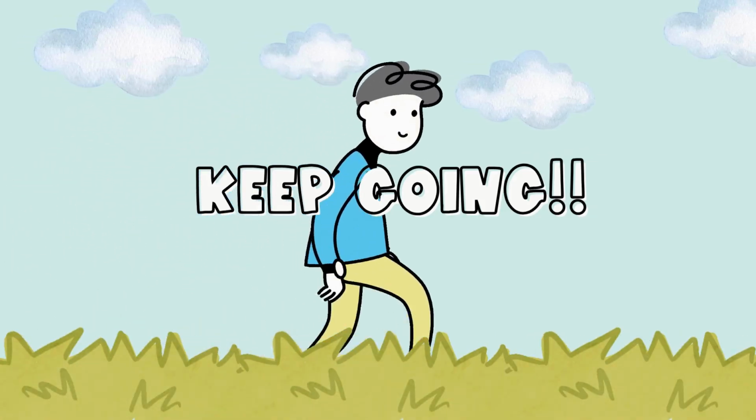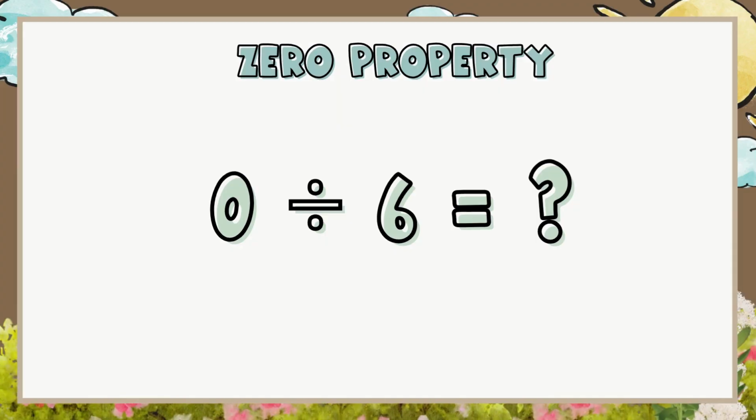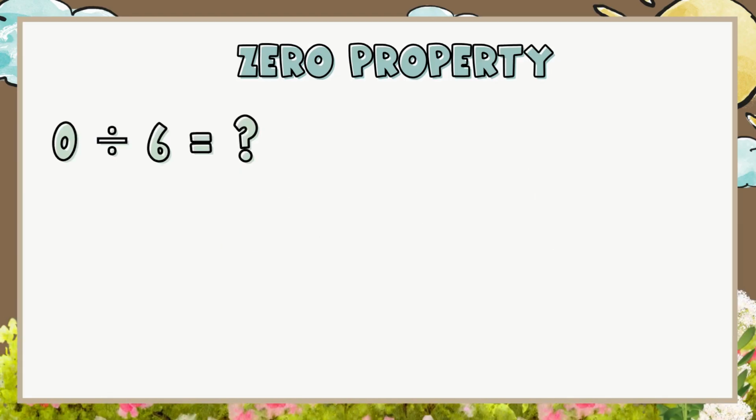Again, our friend is on a busy trip. Let's see if we can follow him all the way home. Let's talk about zero property. Here we have 0 divided by 6. What does that look like?